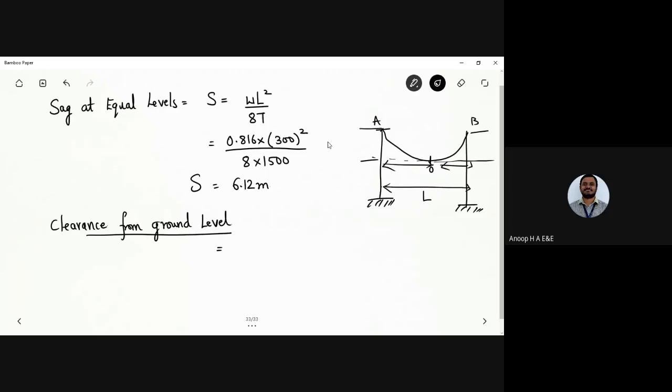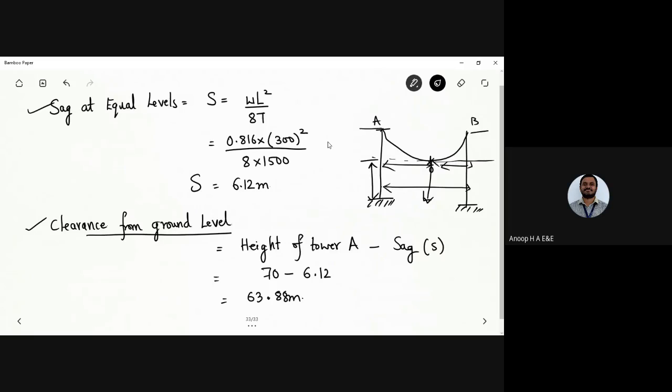Okay, this is the span length L. So height of the tower A equals height of the tower B. And how will you find out this clearance? Ashik? Sir, height of tower A minus sag. Yeah, very good. What is the answer? 70 minus 6.12. What is the answer? 63.88. Very good answer.